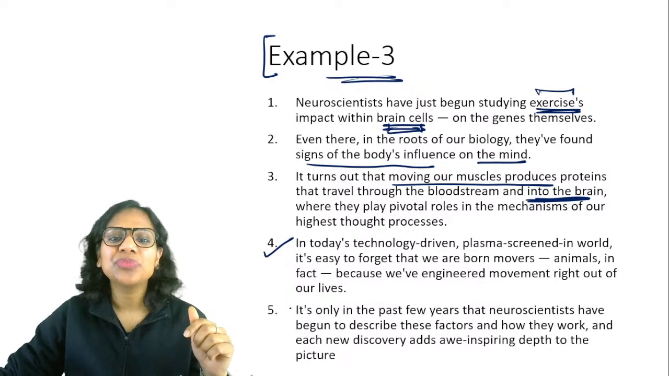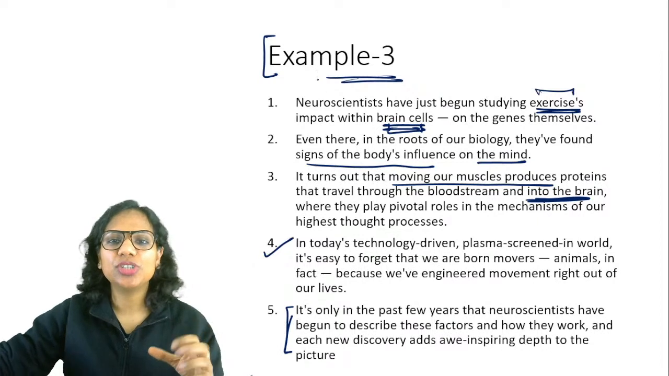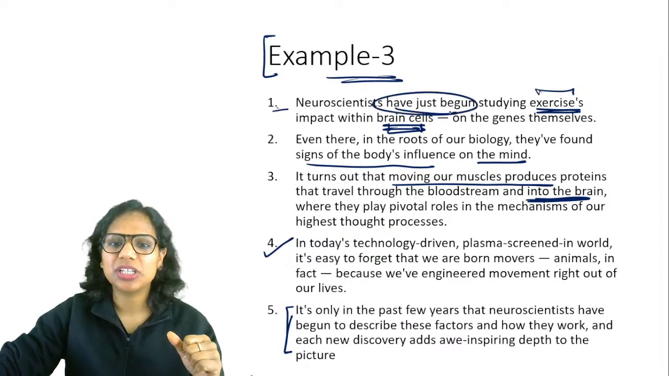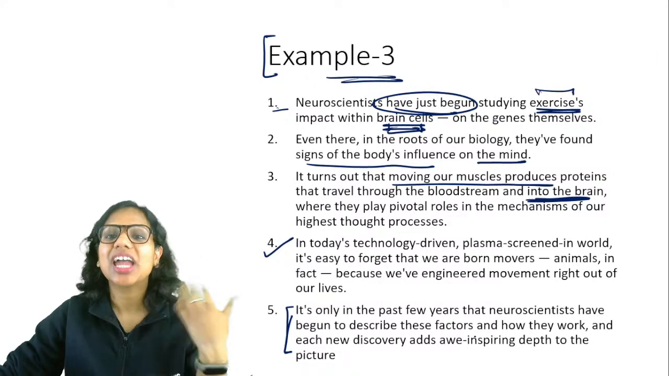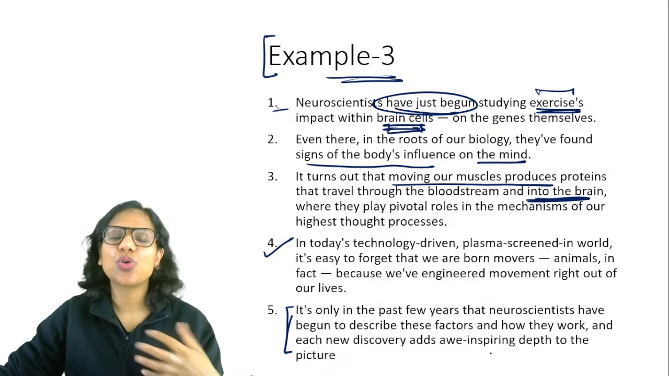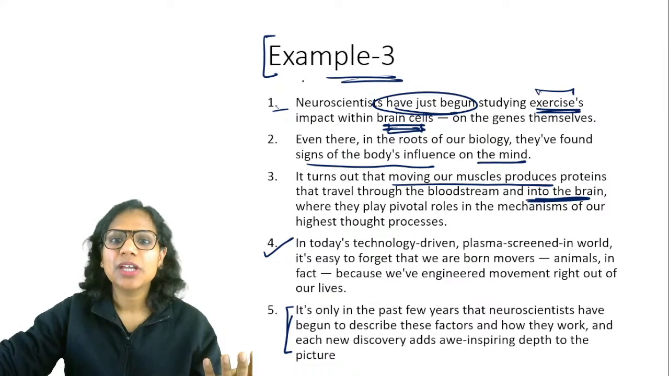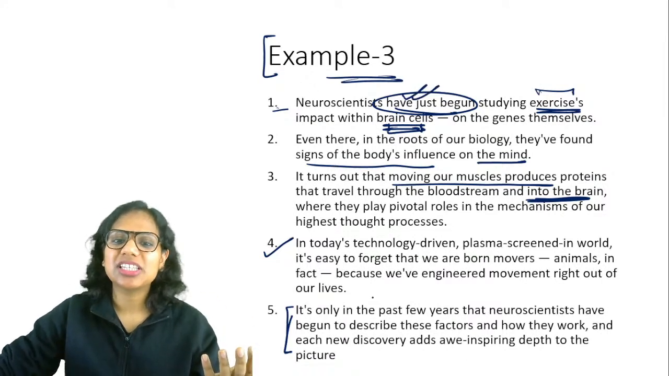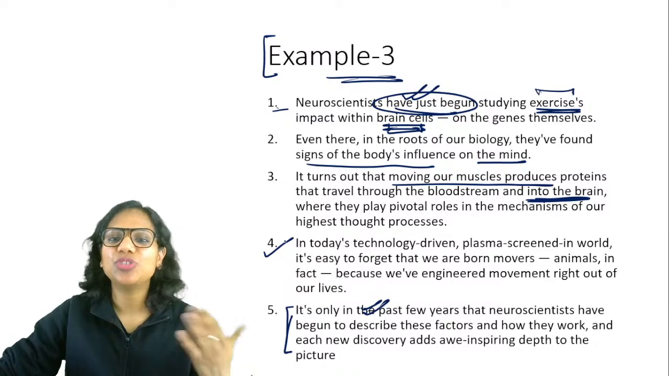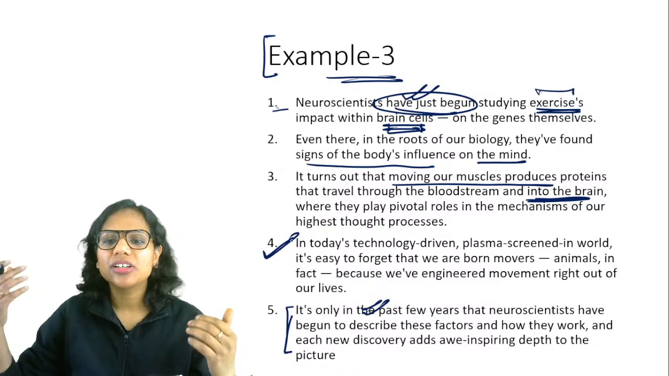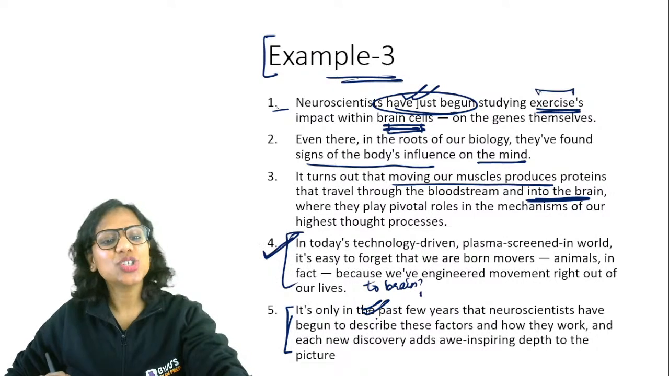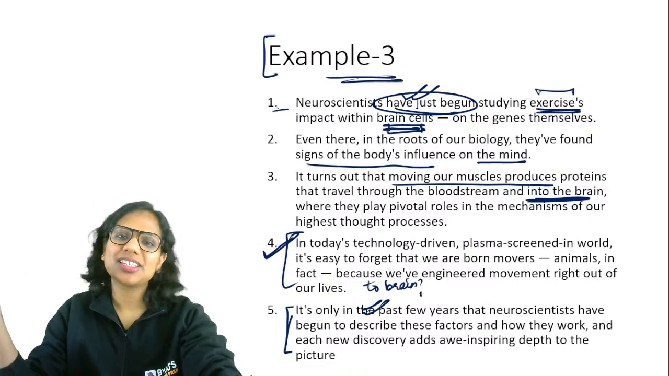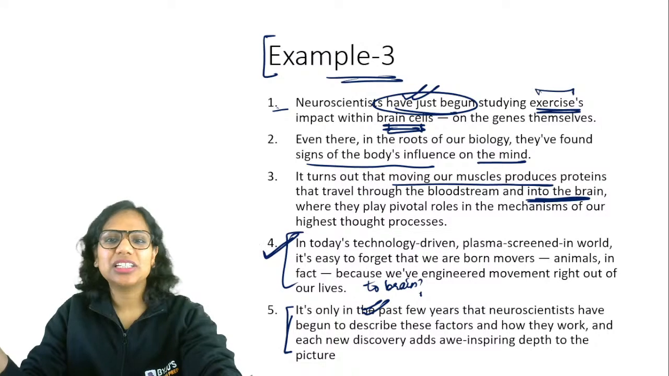And even here, this one is very strongly related to this one. It's only in the past few years that neuroscientists have begun to describe these factors and how they work, and each new discovery adds awe-inspiring depth to the picture. So, have just begun, and it's only in the past few years, again, they seem related. This is just about movement, okay? It's not relating it to the brain. The brain aspect is missing here, isn't it? So that is why the fourth is the odd sentence out here. I hope this is clear.